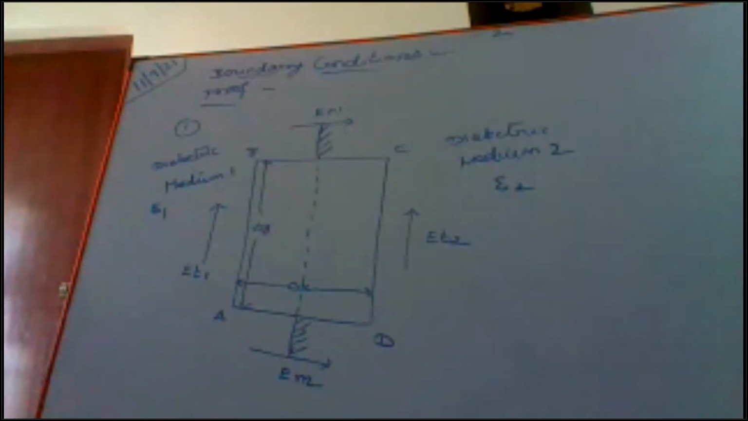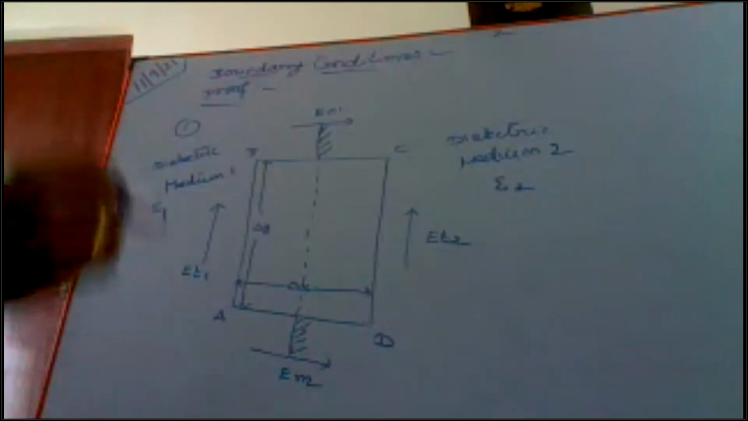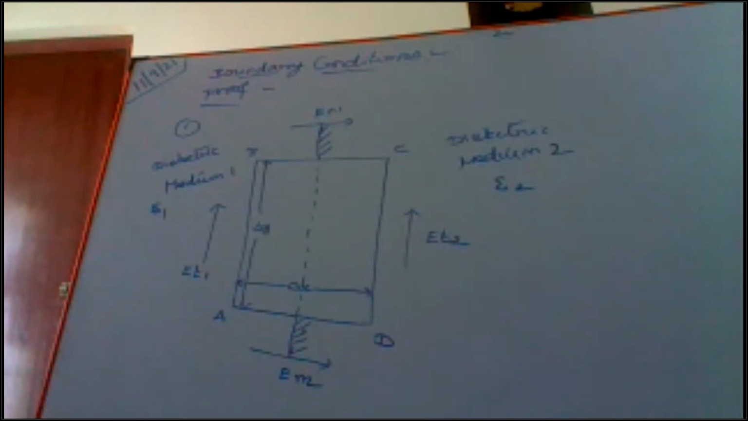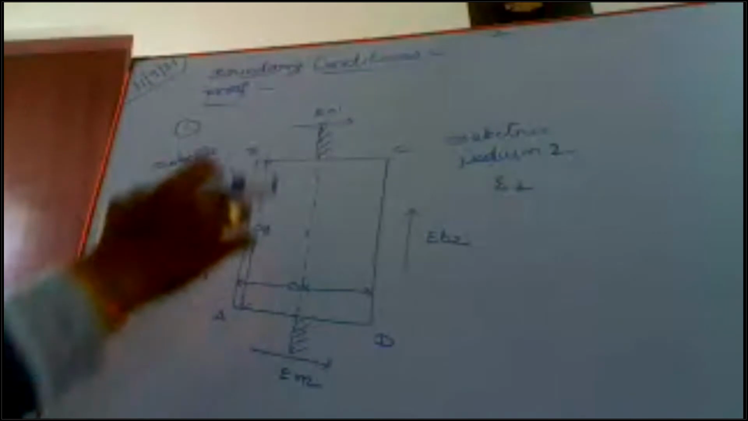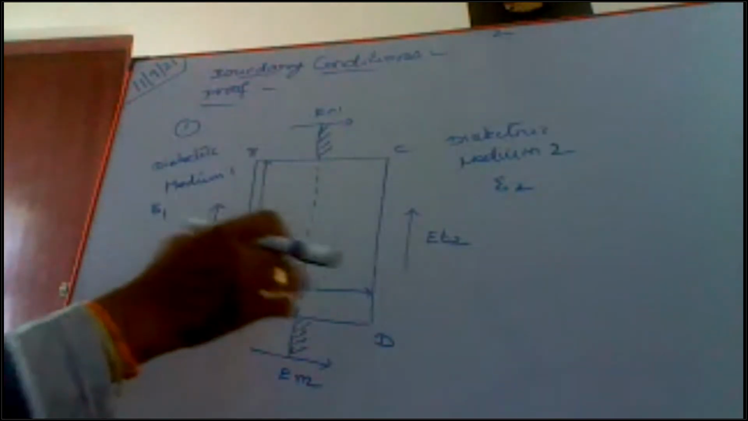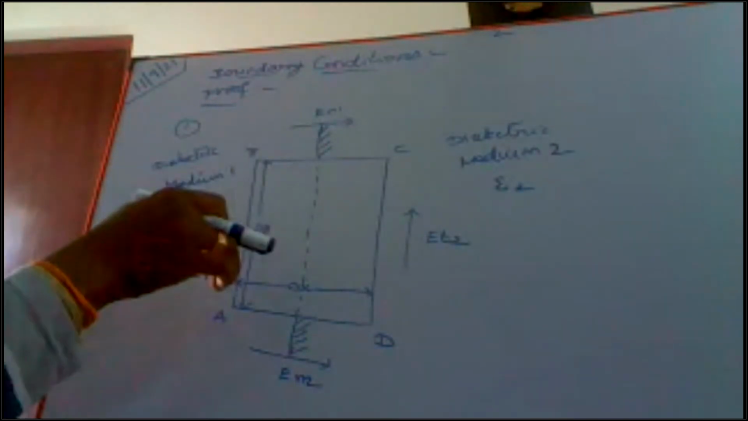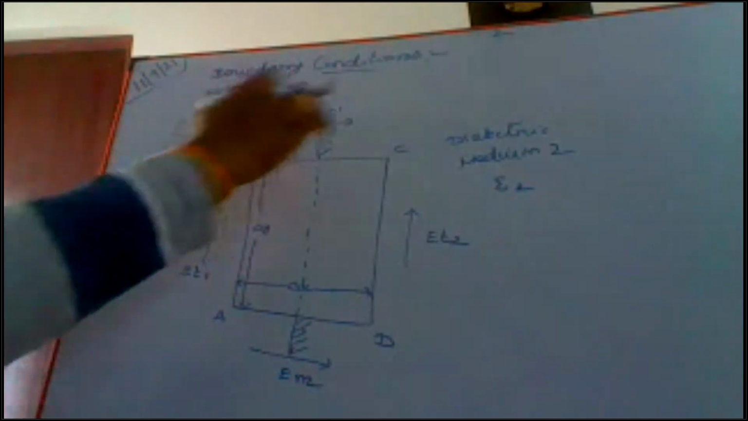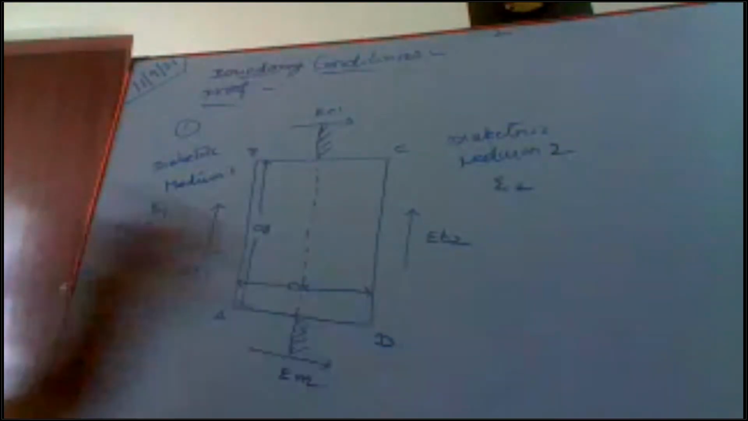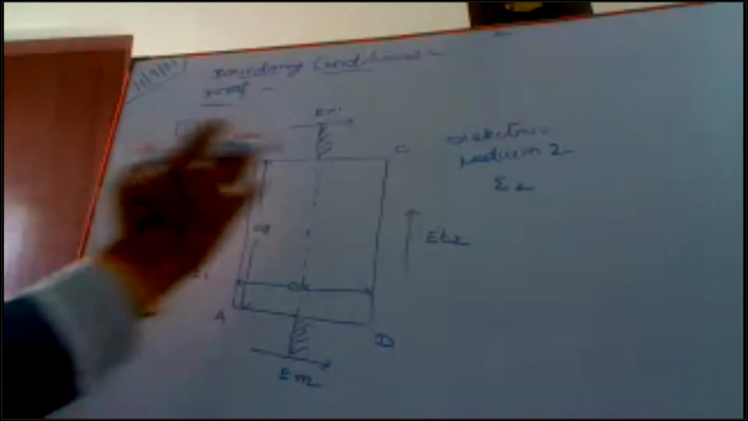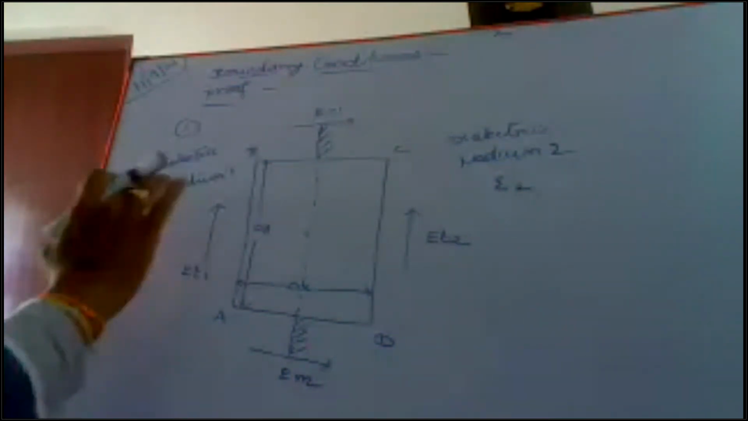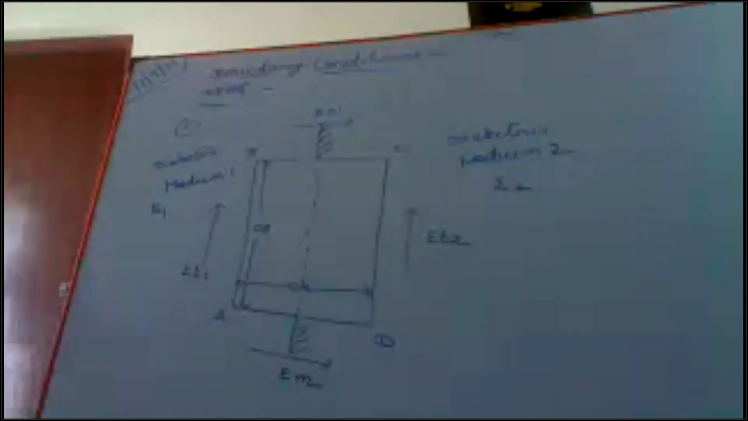So I will be assuming this particular rectangular box for my proof. You understood what I said? So ABCD is the rectangle. The dimensions of the rectangle are del x by del y. Then I have ET1, EN1, ET2, EN2, like this. This is my dielectric medium 1, where the permittivity is epsilon 1. This is my dielectric medium 2, where the permittivity is epsilon 2. This is my assumption.